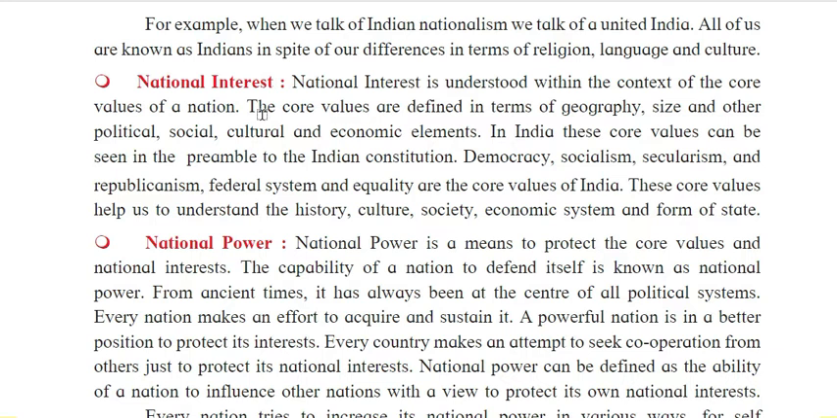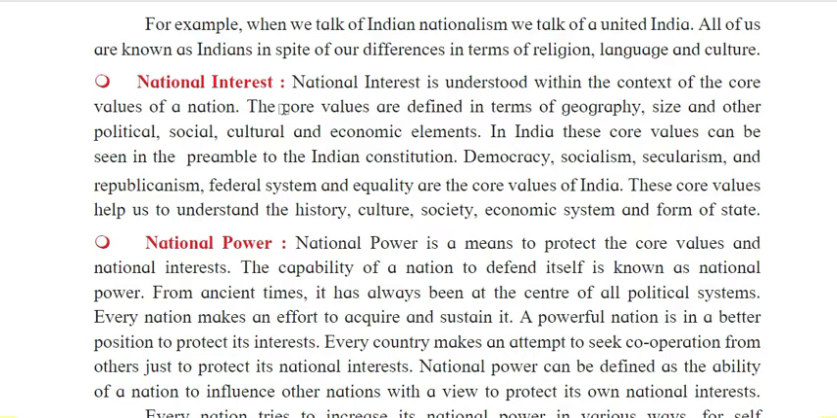The core values are defined in terms of geography, size, and other political, social, cultural, and economic elements. In India, these core values can be seen in the preamble of the Indian Constitution: democracy, socialism, secularism, and republicanism. Federal system and equality are the core values of our country. These values help us to understand the history, culture, society, economic system, and form of state.